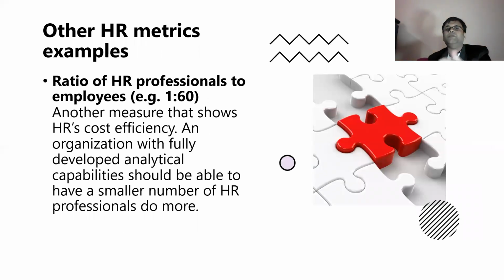Next is the ratio of the HR professionals to the employees. Like 1:60. That means per 60 employees there is 1 HR. Say, for example, your ratio is 1:80. That means you are more efficient, because 1 HR can handle 80 employees. With 1:60, 1 HR can handle 60 employees. So the higher the number, the more efficient you are.